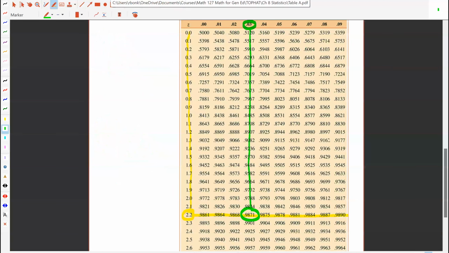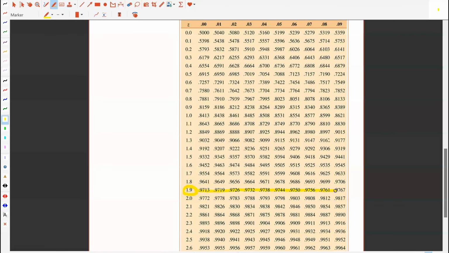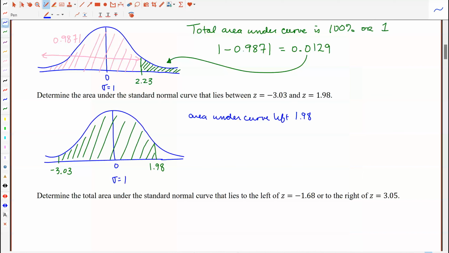So let's come over here to our table. I'm going to erase some of my marking. So I've got 1.98. So here's 1.9. So I'd be looking across that row. Coming up here, here's the 8. So I'm going to be coming down that column. So this is the value I want, 0.9761. So the area under the curve to the left of 1.98 is 0.9761.